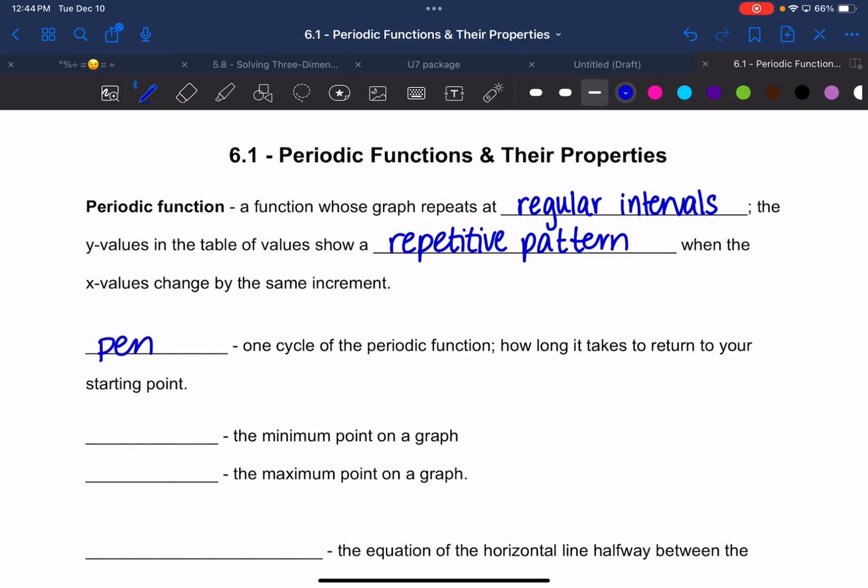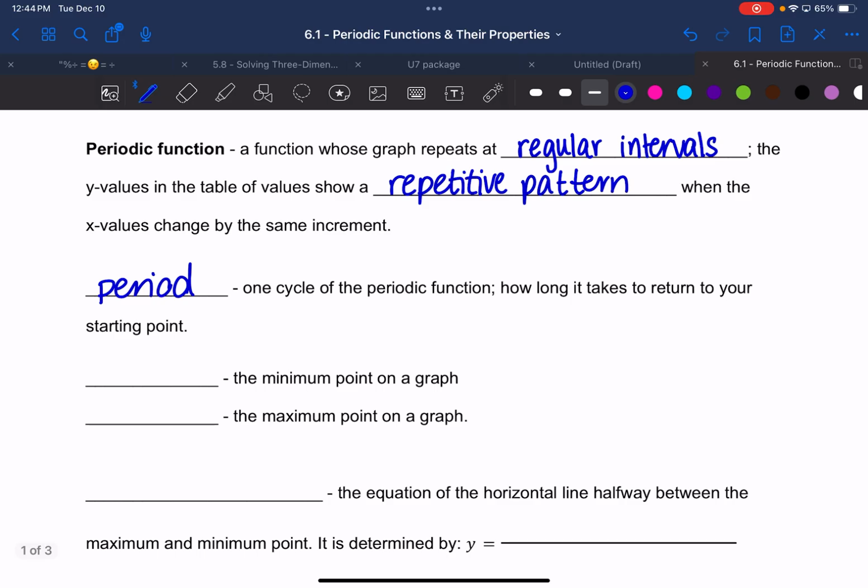So the period of a periodic function is how long it takes to complete one full revolution, right? From your starting point to the end, how long did it take for you to return back to your starting point? That's the period of a function. Then if we're talking about the max and min point of this sinusoidal graph, we use trough to describe the minimum point, the bottom point. And our maximum point is called a peak. I've heard it also referred to as the peaks and the valleys, like the valley is the low point and the peak is on top of the mountain.